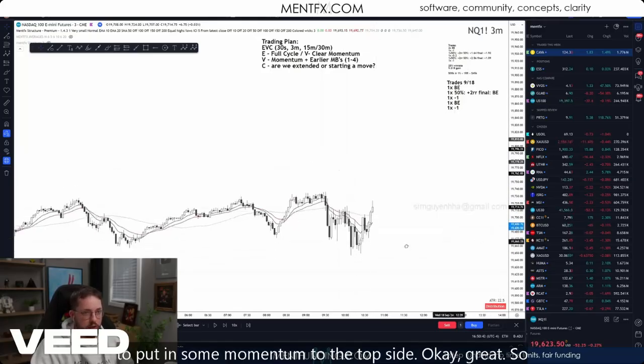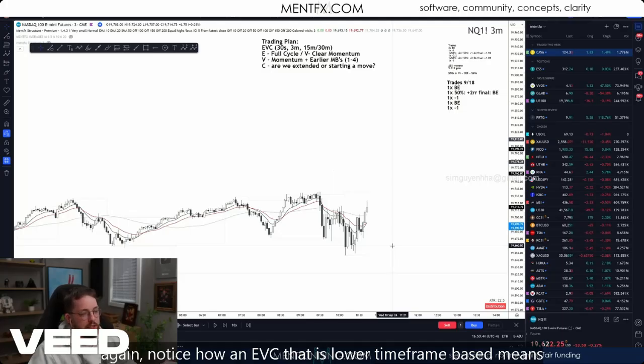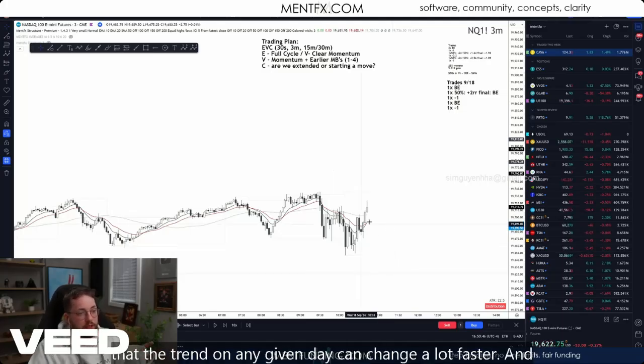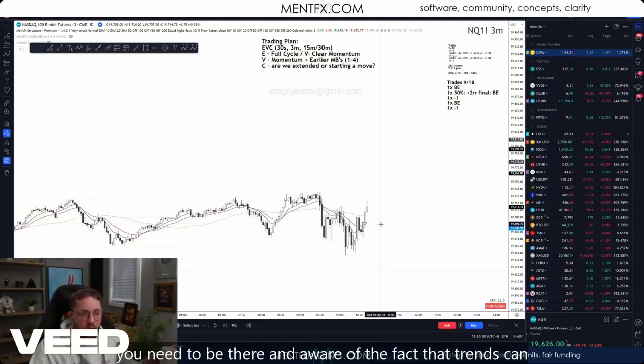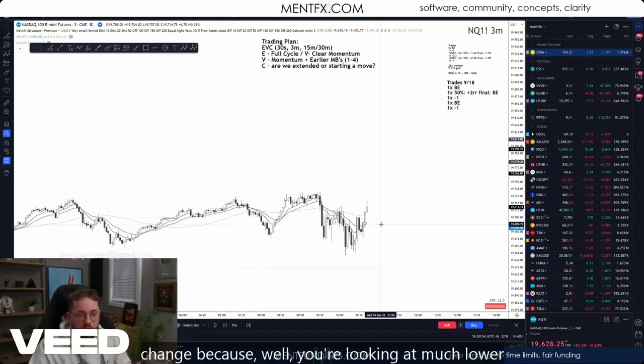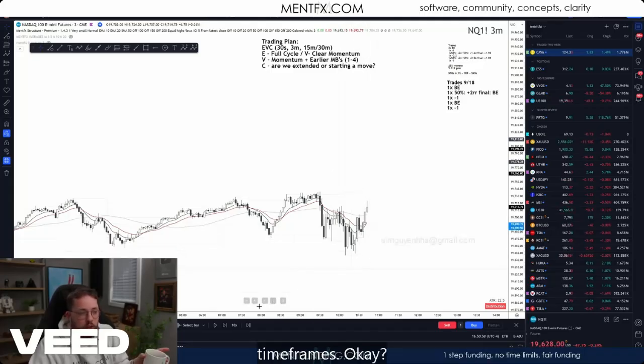Okay, great. So again, notice how an EVC that is lower time frame based means that the trend on any given day can change a lot faster. And you need to be there and aware of the fact that trends can change and the moments in time that you're trading can change because, well, you're looking at much lower time frames, okay?